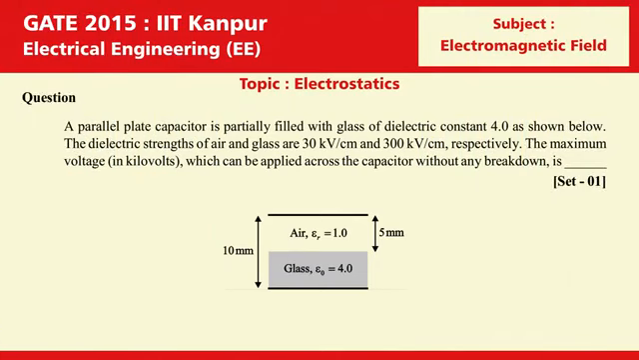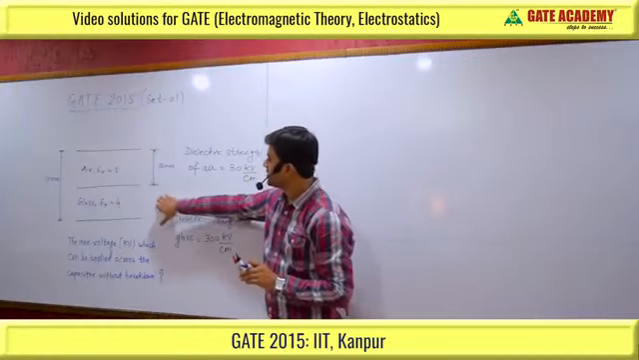This question was asked in GATE 2015. A parallel plate capacitor is partially filled with glass of dielectric constant 4 as shown below. The dielectric strengths of air and glass are 30 kilovolt per centimeter and 300 kilovolt per centimeter respectively. The maximum voltage in kilovolts which can be applied across the capacitor without any breakdown is. The arrangement is shown here.